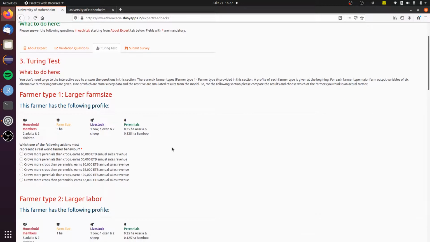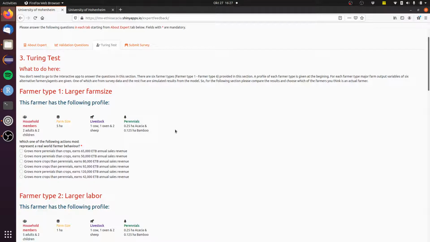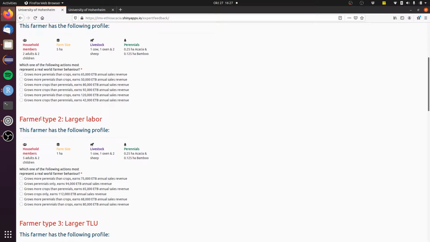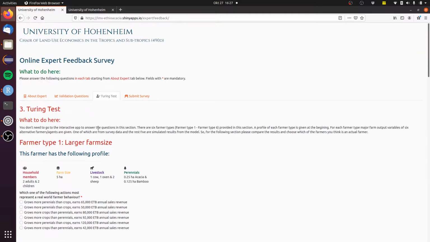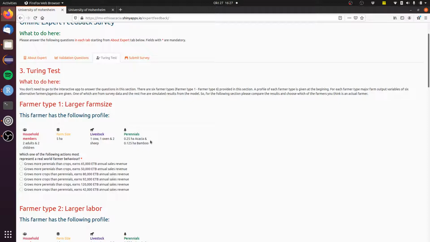So in this Turing test, what you do is we have six farmer types. That's farmer type 1, farmer type 2, farmer type 3, farmer type 4, farmer type 5, and farmer type 6. And for each farmer type, we provide a profile. In other words, farmer type 1 means a farmer which has a household of 2 adults and 2 children, which has a farm size of 5 hectares, which has livestock of 1 cow, 1 oxen, and 2 sheep, and which has perennials or standing trees of 0.5 hectares of acacia decurrens and 0.125 hectares of bamboo.